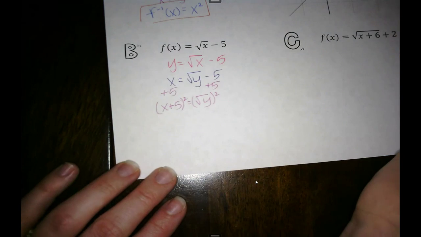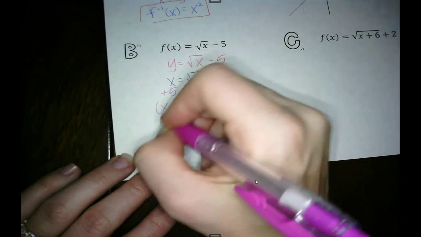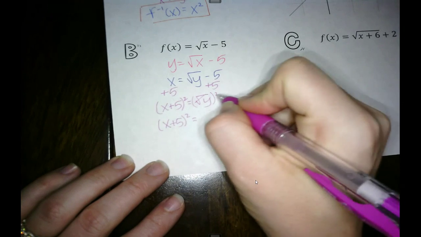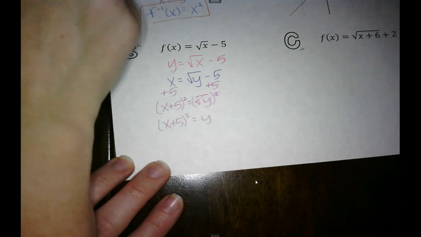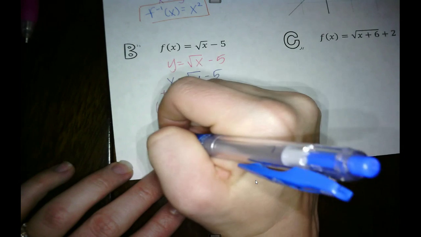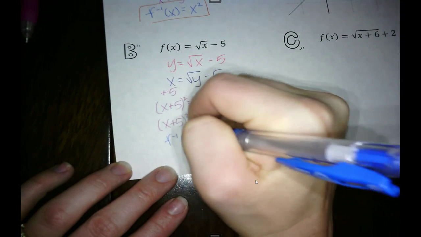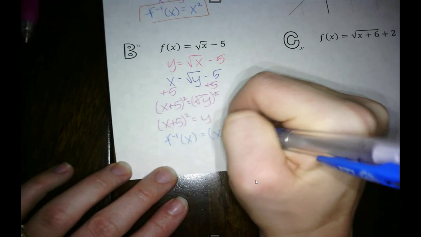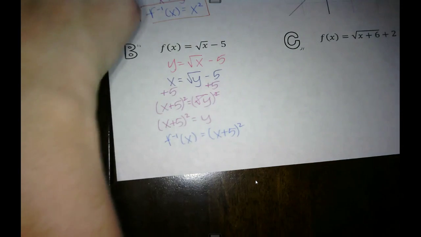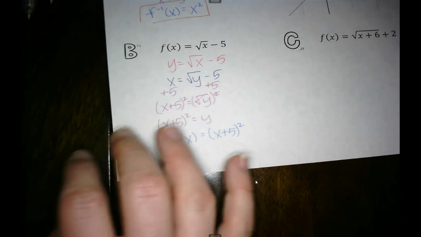Remember, if you do it to one side, you do it to the other. So x plus 5 squared. This goes away, that goes away, and we're just left with our y. So we're done. Y is by itself. I'm okay if you leave your answer in this form. So f of negative 1 of x equals x plus 5 squared. Let's try one more.